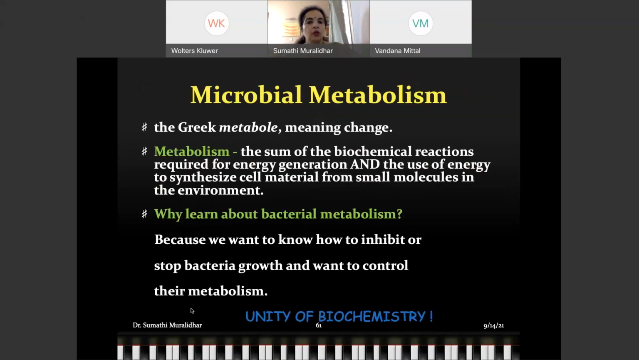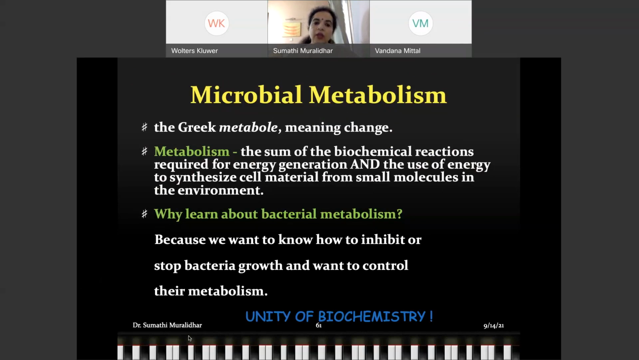Now, coming to microbial metabolism. We're done with nutrition and growth, so the last part is metabolism. Bacterial metabolism is the sum of all the biochemical reactions. Why should we learn about bacterial metabolism? Because we want to know how to inhibit or stop the growth of the bacteria. So we want to know how to control bacteria. The other reason is there is a unity of biochemistry.